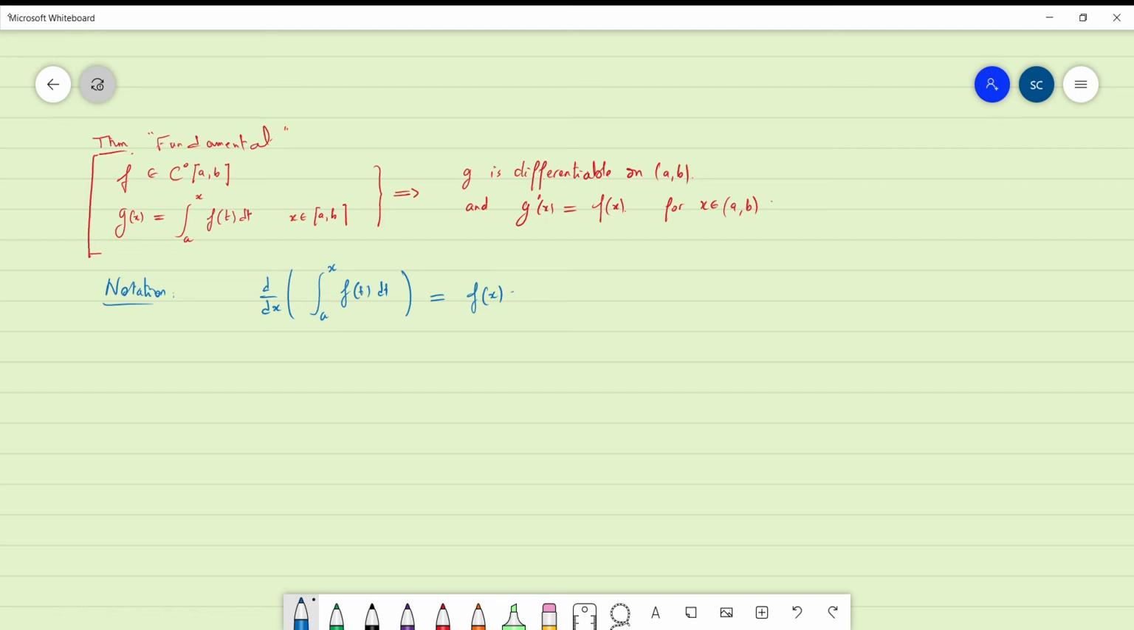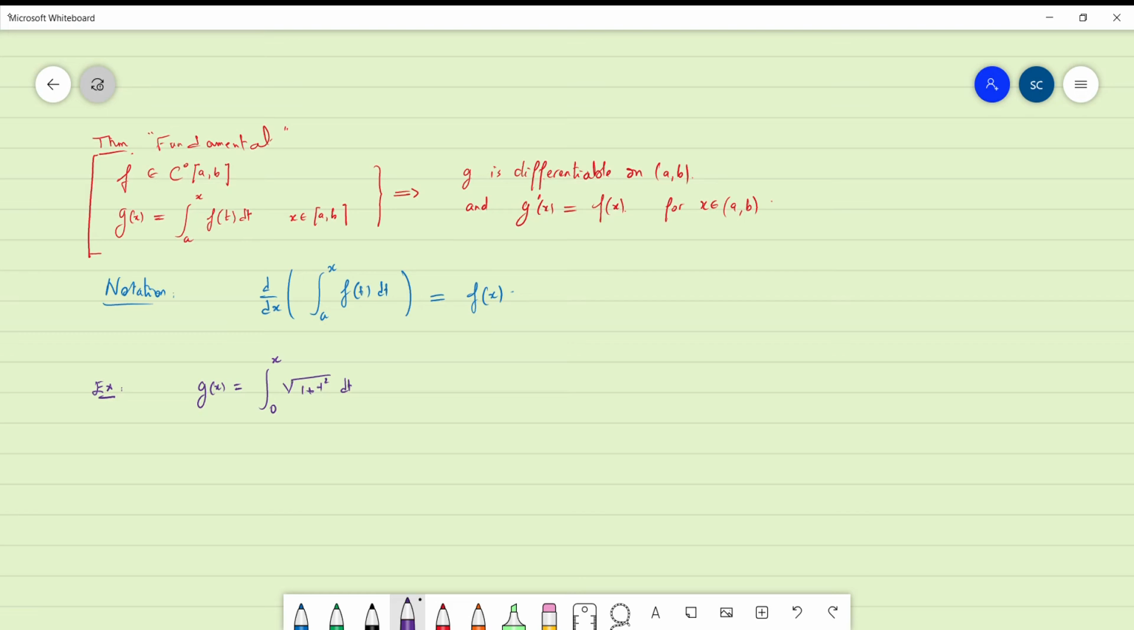We will not focus on the proof of this theorem. Let's look at some applications. Here g of x is defined by the definite integral from 0 to x of the square root of 1 plus t squared dt, and the question is to find the derivative.